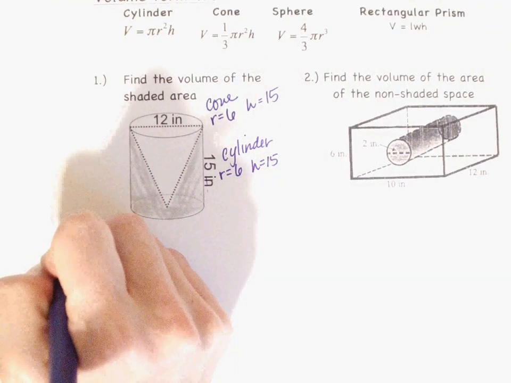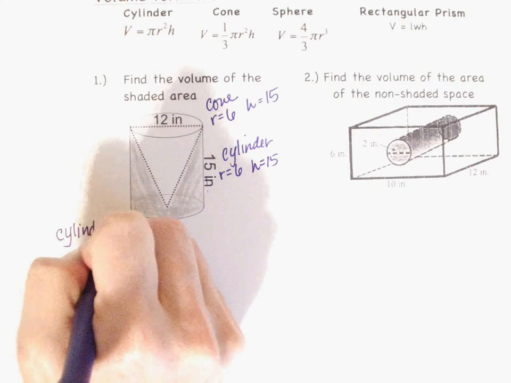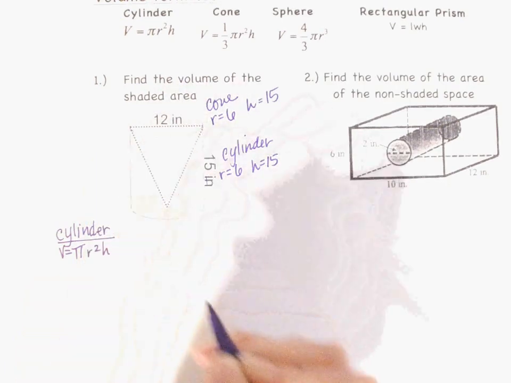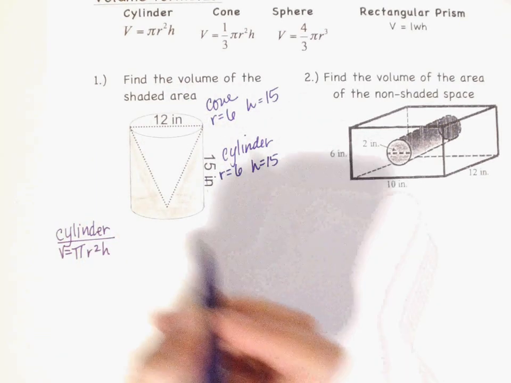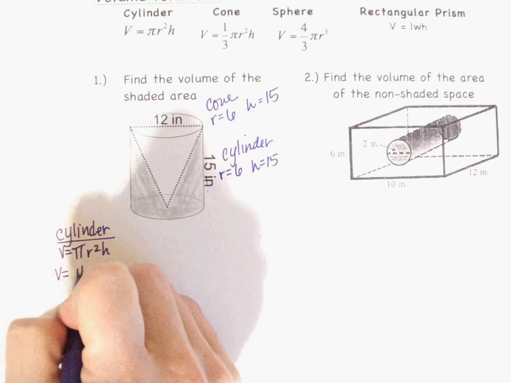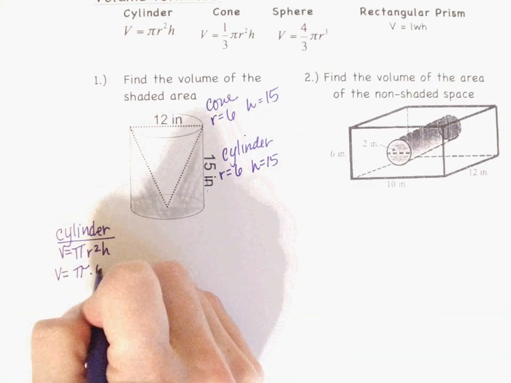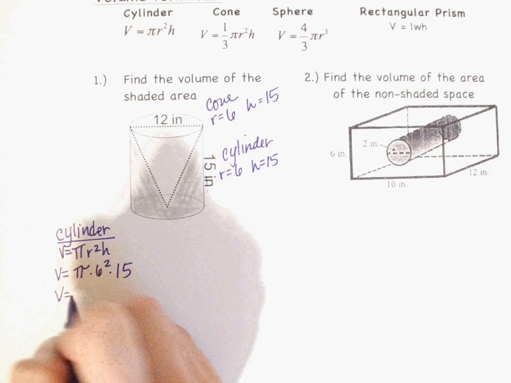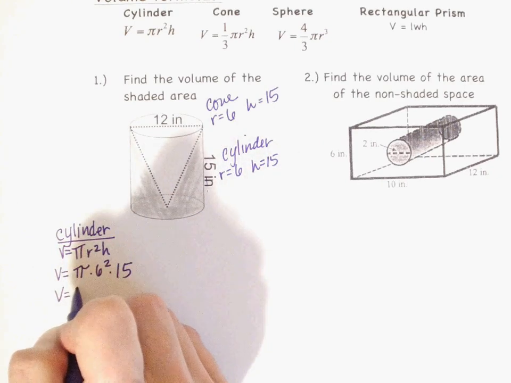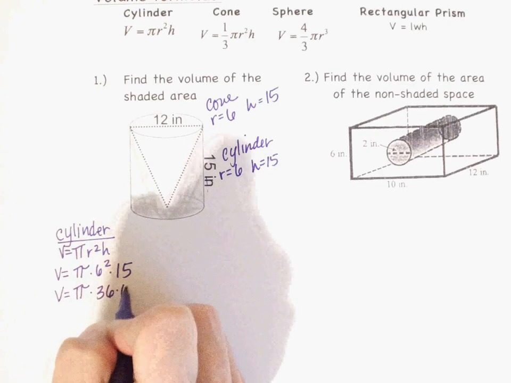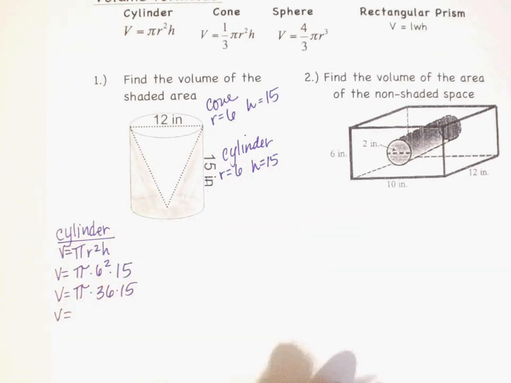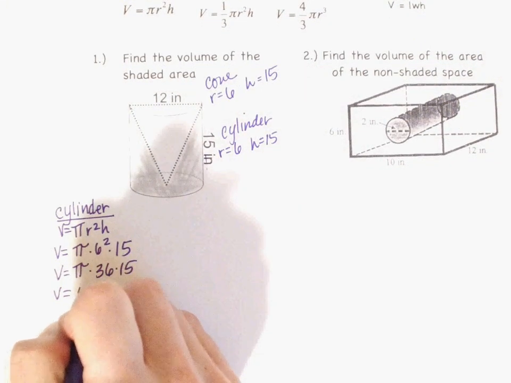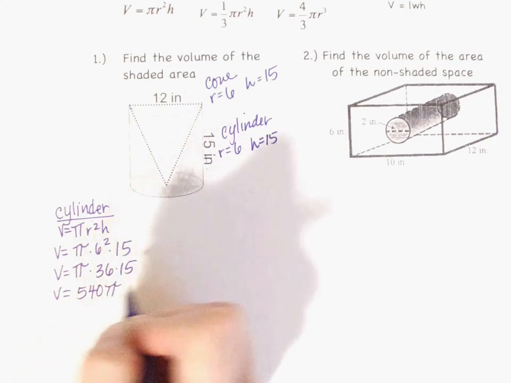So starting, I'm going to label, so I got the cylinder first, so write that at the top. And volume equals pi r squared h, that's the formula, and then I'm going to go ahead and make my substitutions. So my radius is 6 squared times my height, which is 15. I'm going to go ahead and find the 6 squared, which is 36. So I'm going to have pi times 36 times 15. We multiply 36 and 15 together in our calculator, and that gives us 540 pi.